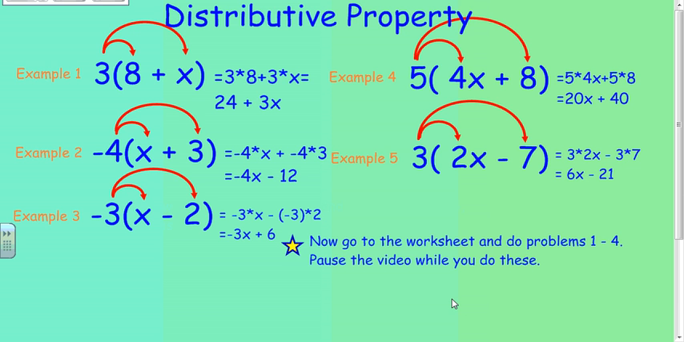Now go to the worksheet and do problems 1 through 4. Pause the video while you do these.